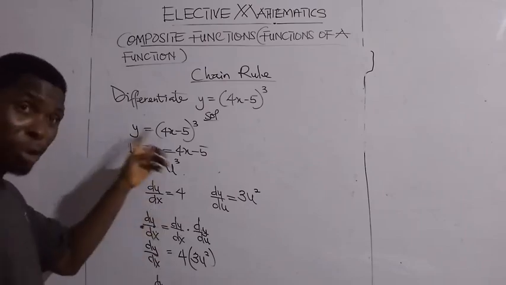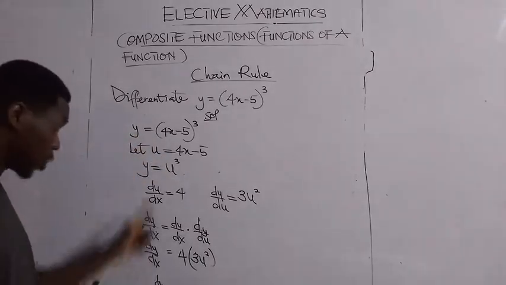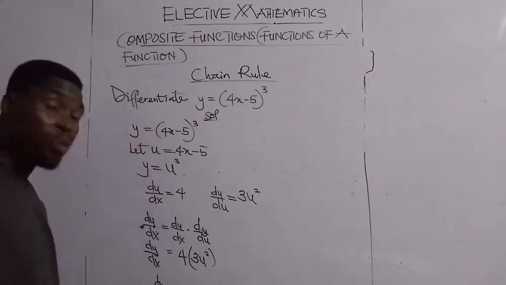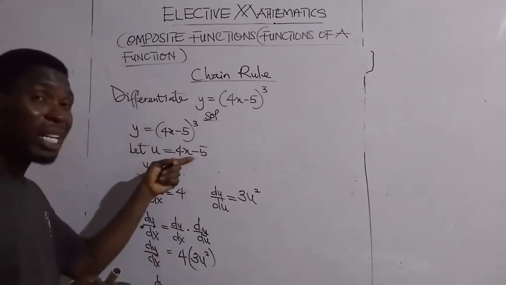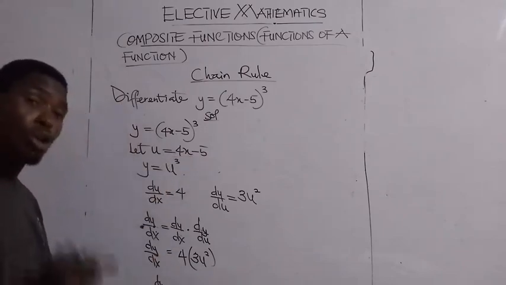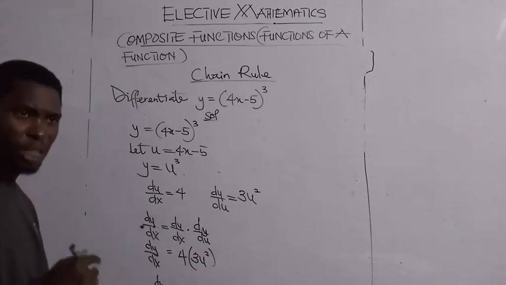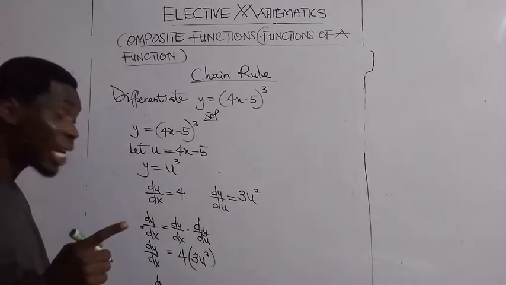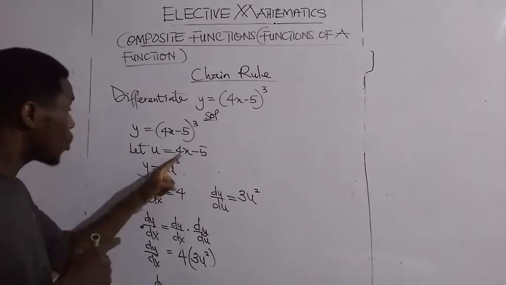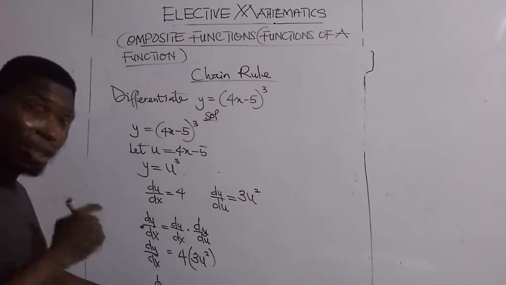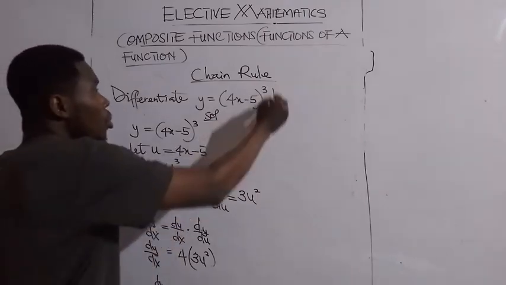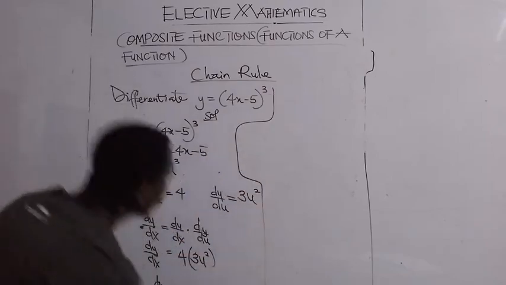But in the original question given to us, we don't have u in it. We have a function, and we let that function, which is 4x minus 5, be equal to u. So when you finish solving the question, you don't leave it this way because you are going to lose marks. All you are going to do is bring the u back to how it used to be.